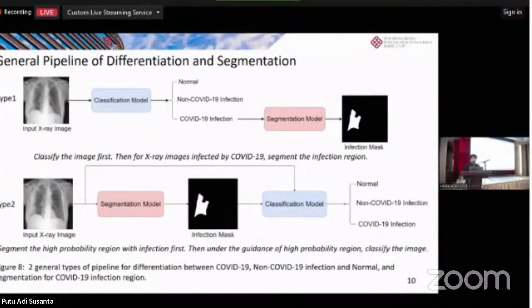First of all, they start with the classification models, which find out the COVID-19 slides first, and then apply the segmentation on these COVID-19 slides. And secondly, they apply the segmentation first to find out the infection-like regions, and then apply the classification models to identify whether these infection-like regions are real COVID-19 regions.